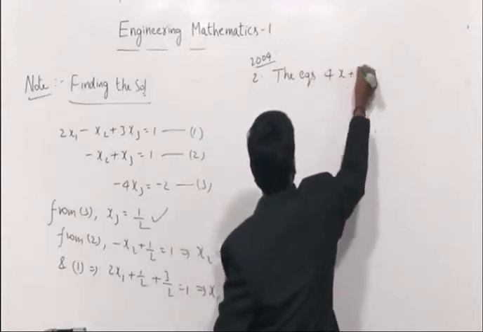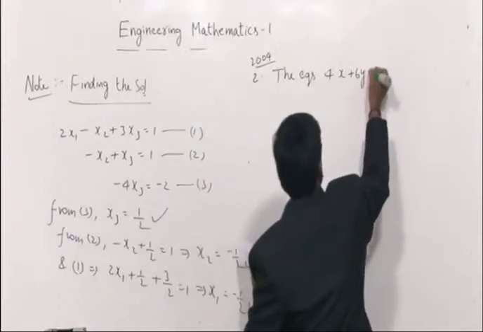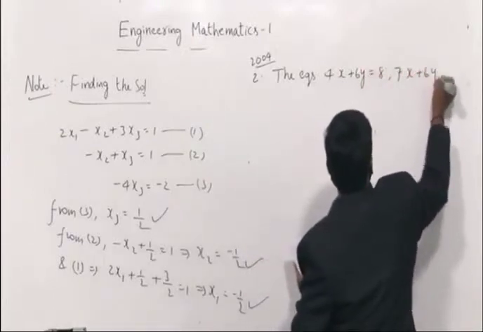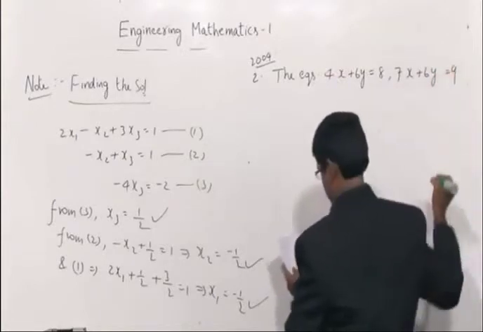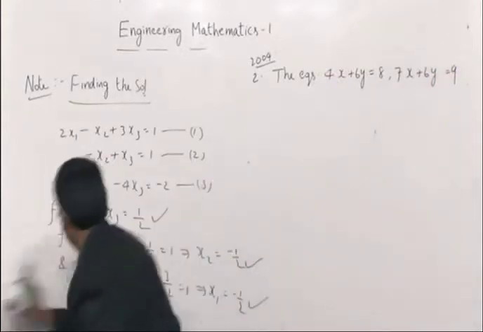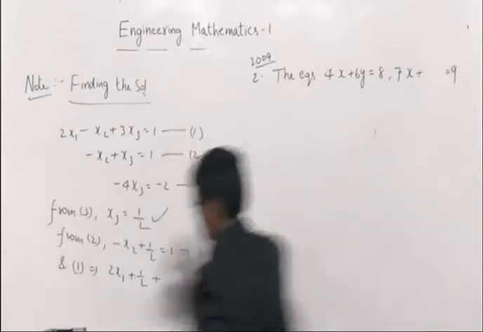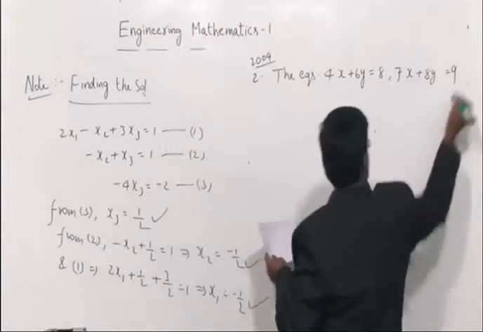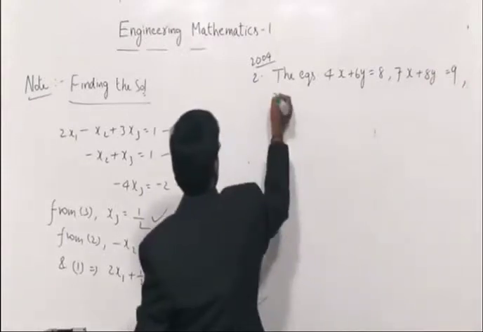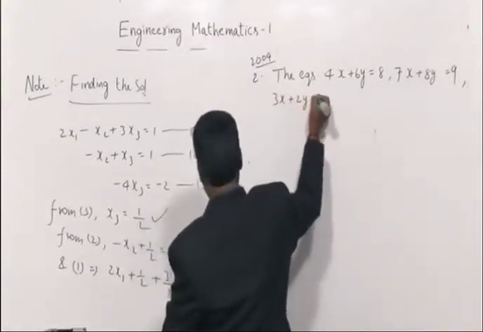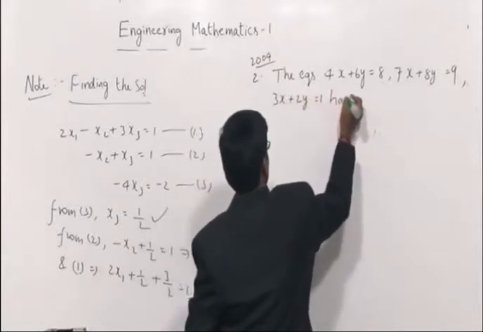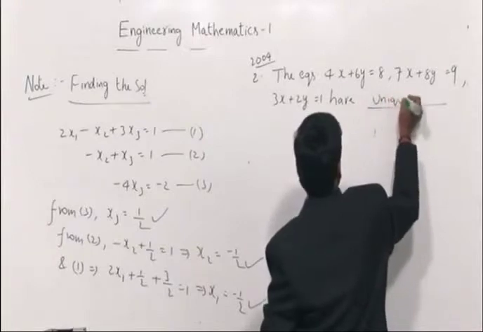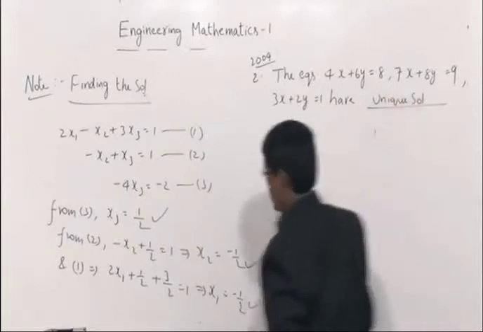4x plus 6y is equal to 8, 7x plus 8y is equal to 9, comma, 3x plus 2y is equal to 1. I am giving the answer in the fill in the blanks, unique solution, later you check. But in this problem I am giving the first step as a hint.